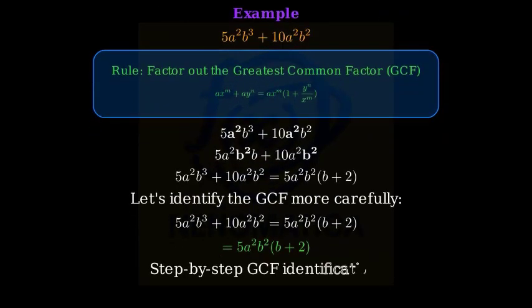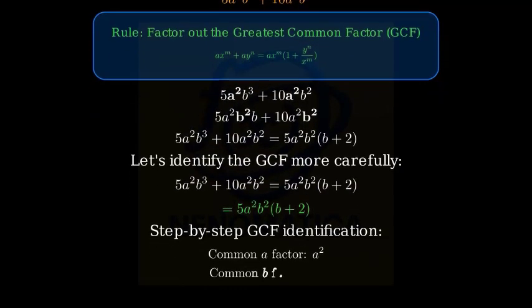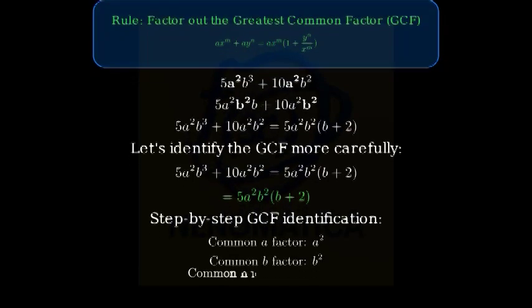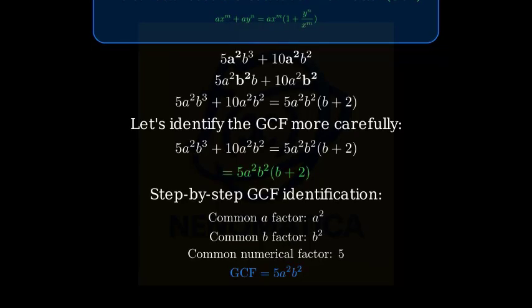First, we identify what's common between 5a squared b cubed and 10a squared b squared. Both terms have a squared. For the b terms, both have at least b squared, with the first term having an extra b. For the numerical coefficients, 5 is common to both terms, as 10 equals 5 times 2. So the GCF is 5a squared b squared.